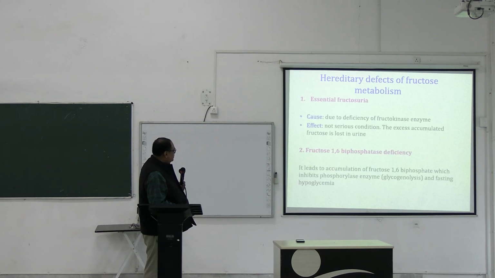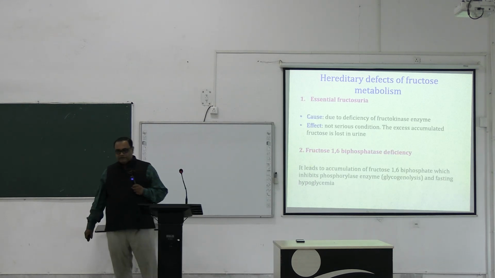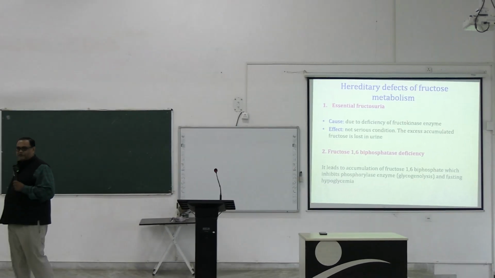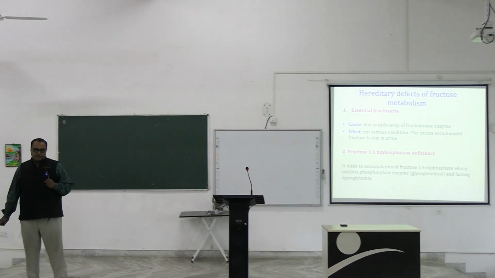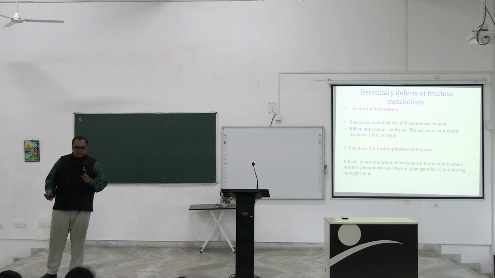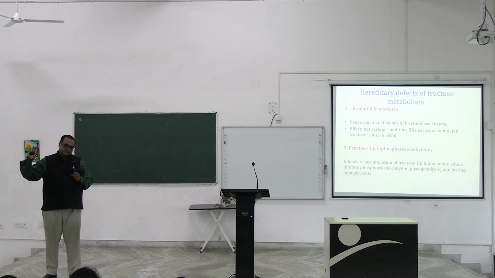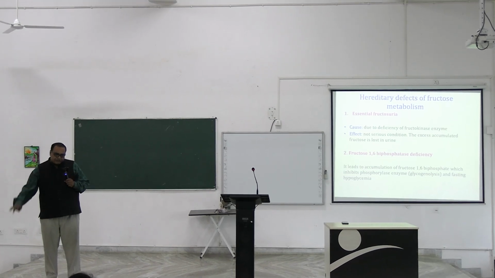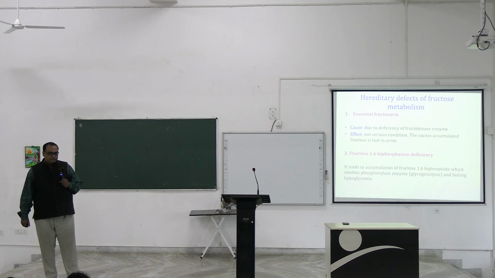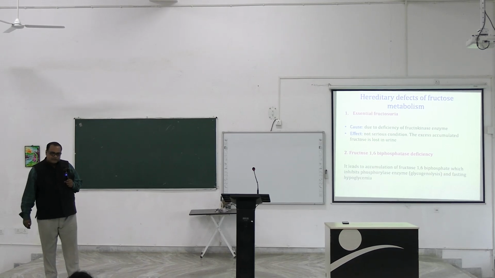Now diseases. Two such diseases are important here. One is essential fructosuria, which is due to deficiency of fructokinase. Simple. Fructose gets accumulated in the blood. Excess fructose cannot be metabolized, so it gets excreted in the urine. What is the test you will perform to find fructose in urine? Write down. Selivanov test.